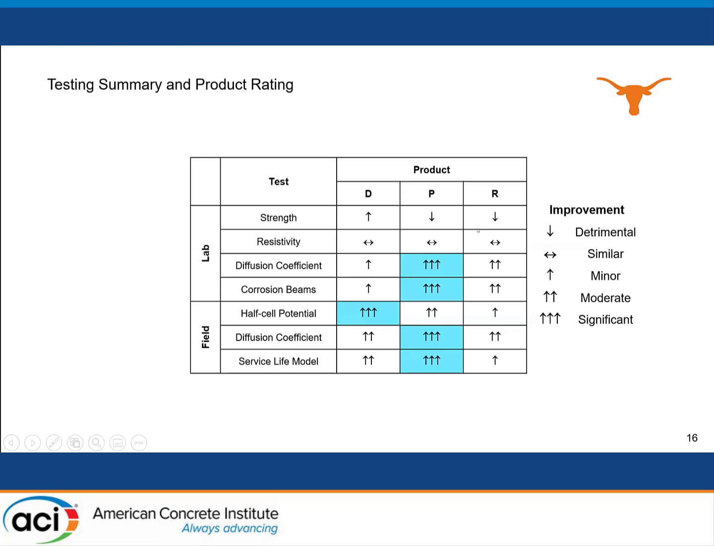And right here, I'll just address the issue that we are seeing a tremendous improvement in diffusion coefficient. However, this improvement is not reflected in resistivity or strength. So that is a bit of a conundrum we're trying to figure out. It's like, why, if you're getting a decreased permeability in terms of diffusion coefficient, is that not being seen in resistivity and/or strength?